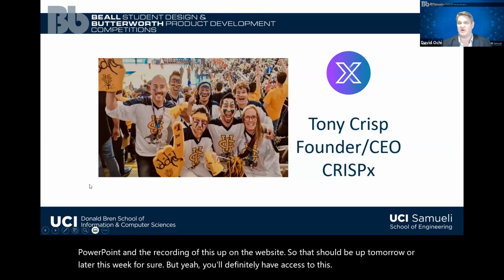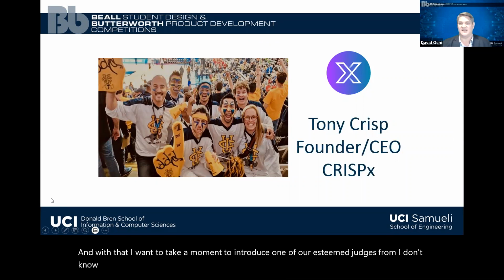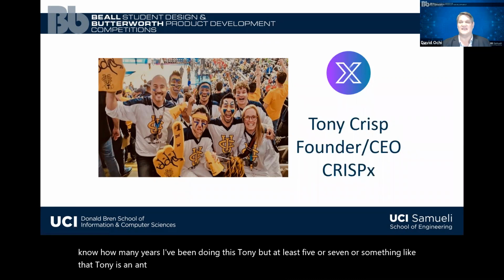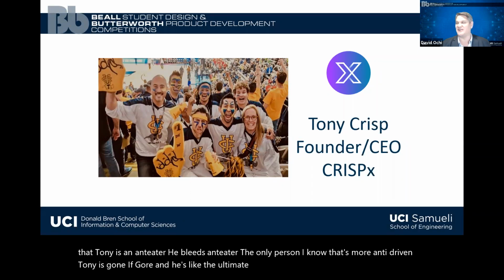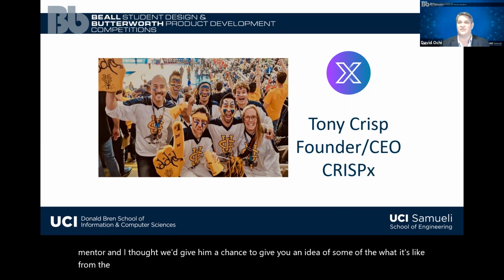And with that, I want to take a moment to introduce one of our esteemed judges. I don't know how many years he's been doing this, Tony, but at least 5 or 7 or something like that. Tony is an anteater. He bleeds anteater. The only person I know that's more anteater than Tony is Goran. If you know Goran, he's like the ultimate anteater. But Tony has been a judge and a mentor, and I thought we'd give him a chance to give you an idea of what it's like from the judge and mentor side, and some of the things that you can really do to be impressive to the judges. So Tony, it's all you.